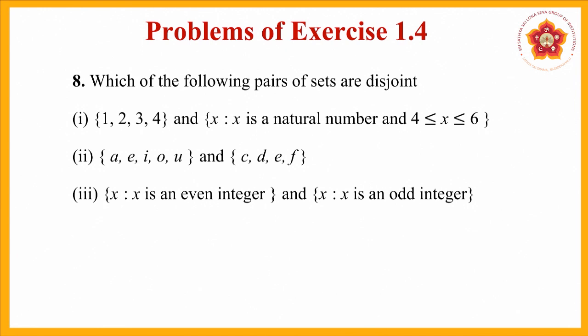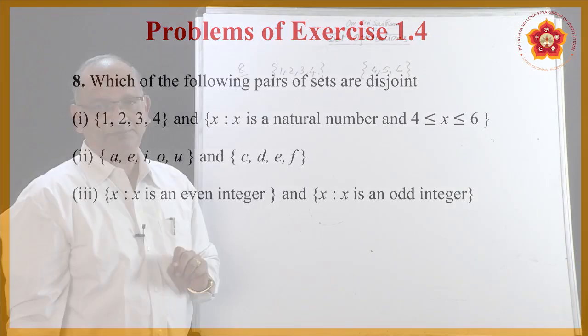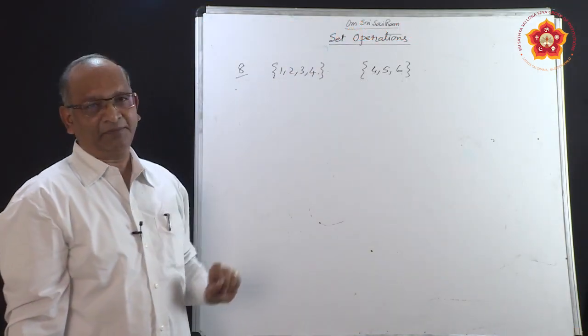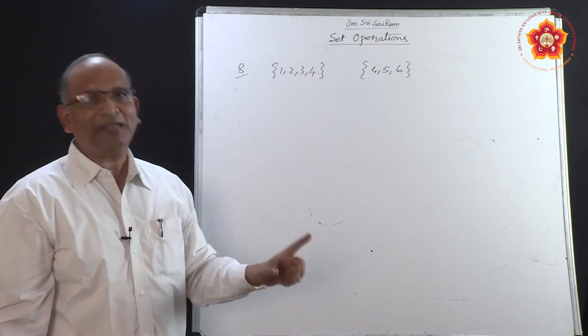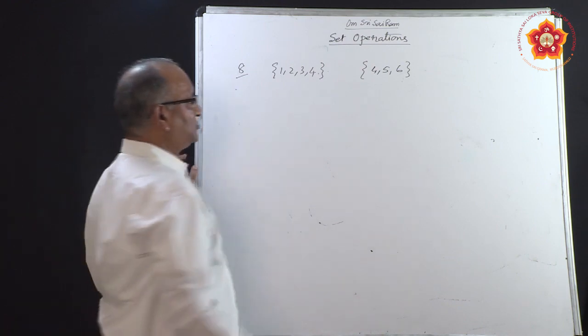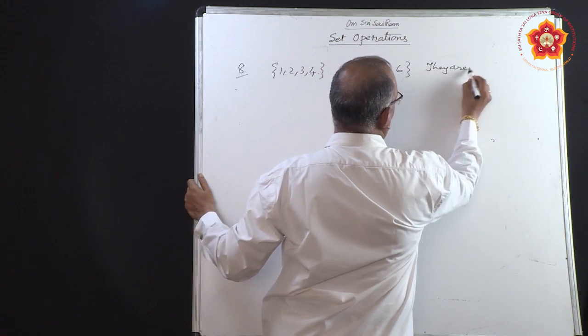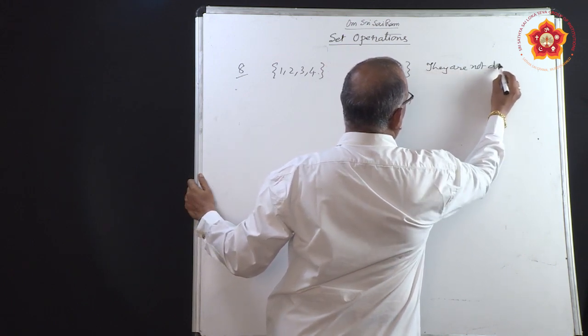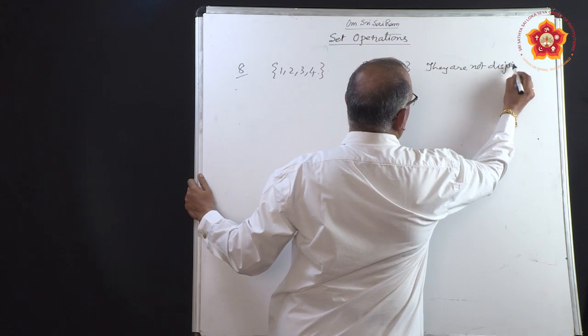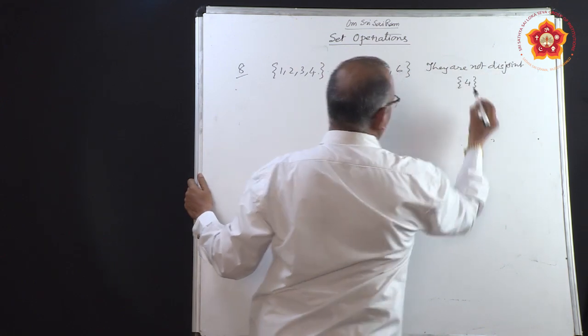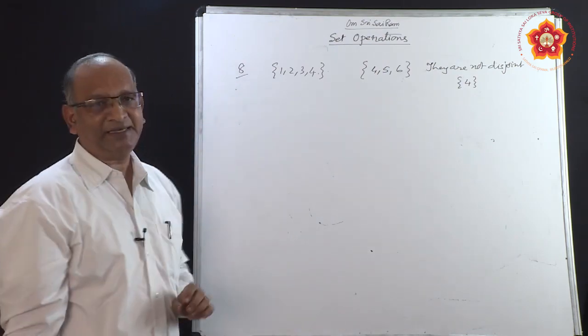Now see and tell me, are they disjoint? No, because there is element 4 which is common between them. Their intersection is not a null set, so they are not disjoint. Why are they not disjoint? Because the intersection is 4. The common element is 4.